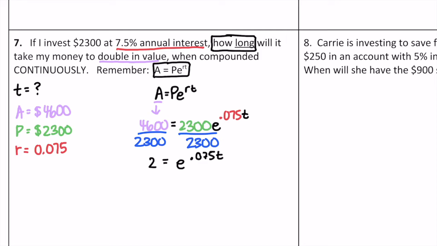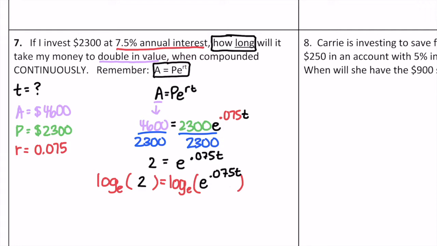When I have a base exponential on one side by itself, I take the log of both sides. You could do the common log if you want, but the fastest way to do this is to take the log with the same base as the base that you see in that exponential. So I'm going to take log base e of both sides. That's going to get me to the exponent as fast as I possibly can get there. So I have log base e of 2 is equal to log base e of e to the 0.075t power.